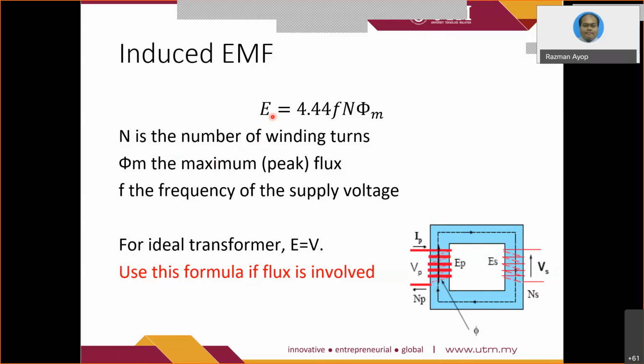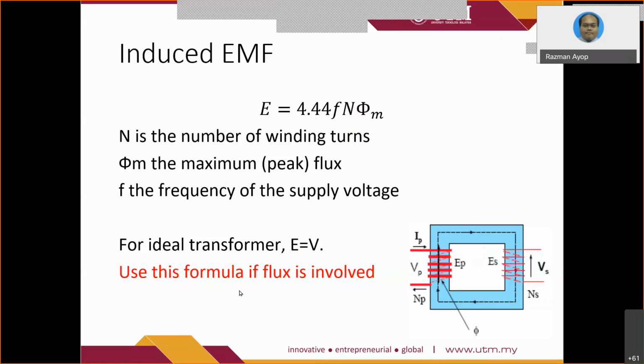You have to memorize this formula: E equals 4.44 F N flux. N is the number of turns at the winding, either the primary winding or the secondary winding. Flux M is the maximum peak flux, and F is the frequency of the supply. So for an ideal transformer, E is usually equal to V. What does this mean?